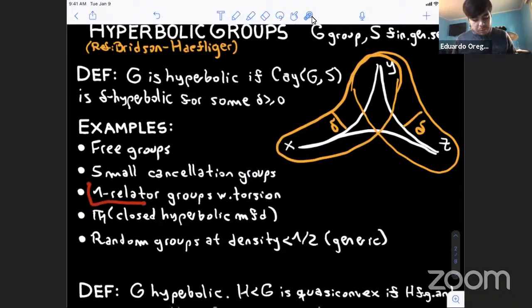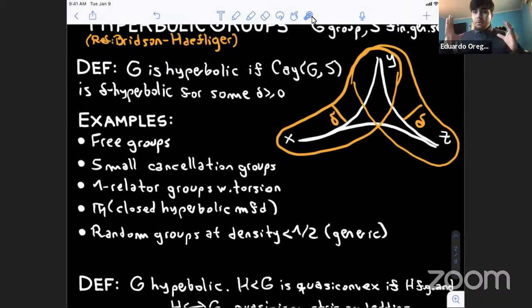Also, one relator groups with torsion are hyperbolic. So Macarena mentioned that there's a kind of dichotomy between the well-behaved one relator groups with torsion and the full generality of one relator groups. And one of the reasons is that one relator groups with torsion are hyperbolic. So from this point of view, they are well-behaved. But also hyperbolic groups or hyperbolic spaces, Gromov hyperbolicity is a generalization of what we see in the usual Riemannian hyperbolic space or hyperbolic plane. So of course, the fundamental group of a closed hyperbolic manifold should be hyperbolic too.